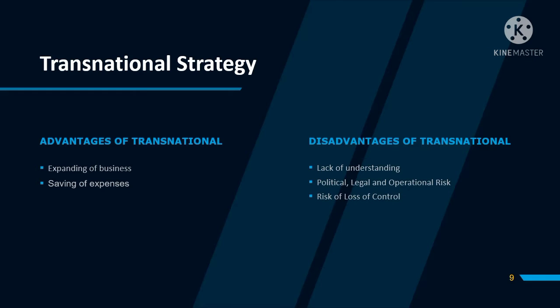Risk of loss of control. Another demerit of transnational strategy is that there is a risk that the company may lose control over the operation of business happening in other countries, as decision making is not centralized, which is the case in multinational strategy. In simple words, there is always a risk that the company can lose marketing and operational control over the other countries if it is adopting the transnational strategy.